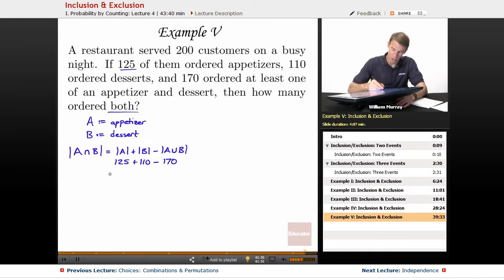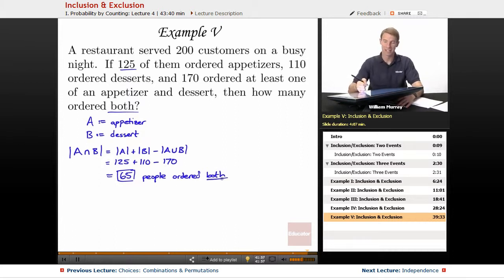And now let's just do the arithmetic. We get 235 minus 170 is 65 people. So we must have had 65 people ordering both an appetizer and dessert at this particular restaurant. That means they're in the intersection of A and B. They're in both A and B.